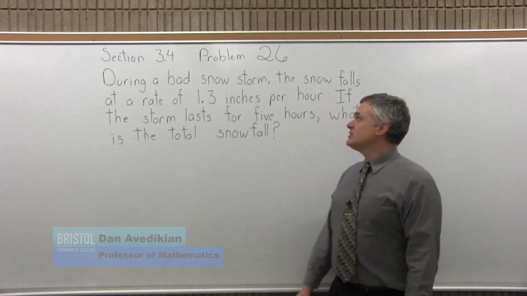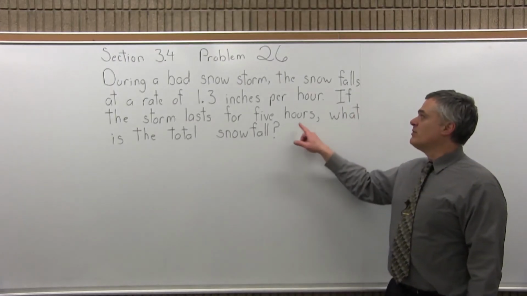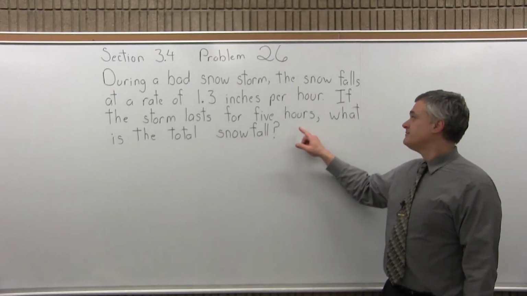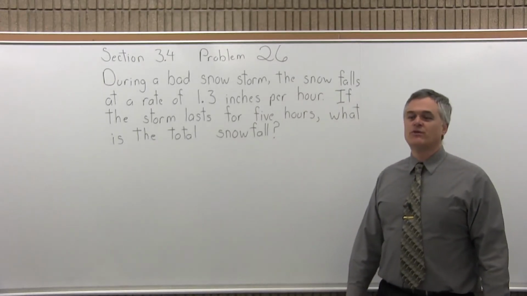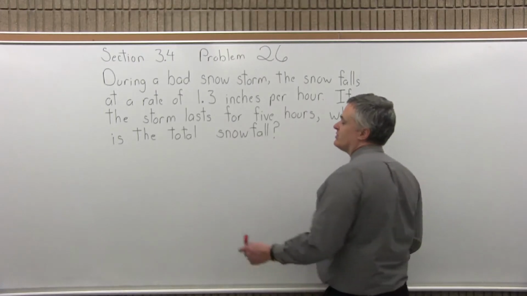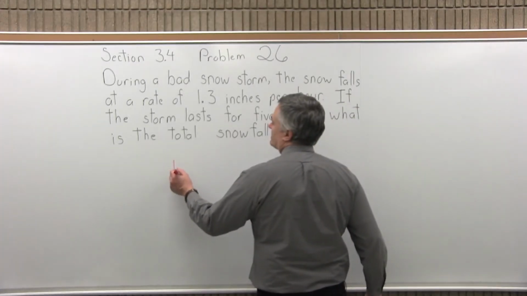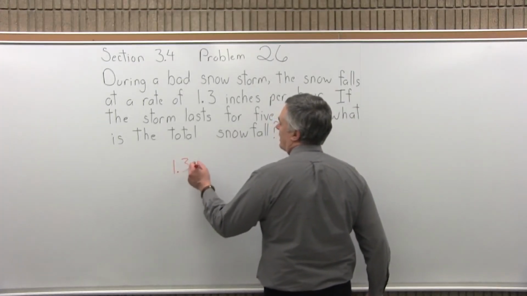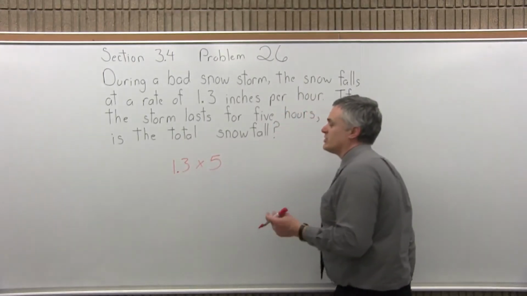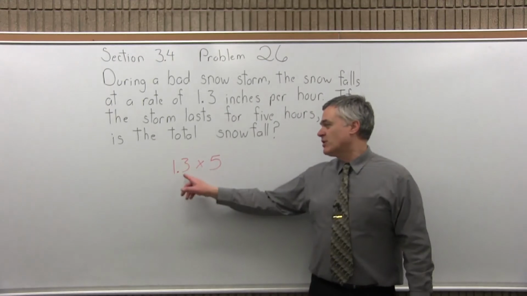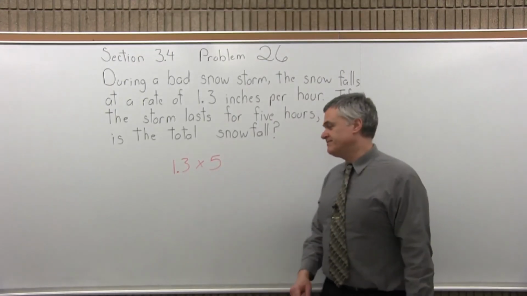It says, during a bad snowstorm, the snow falls at a rate of 1.3 inches per hour. If the storm lasts for 5 hours, what is the total snowfall? So what we want to do is multiply the rate of the snowfall, 1.3 inches per hour, times the number of hours that the storm lasts, so times 5 hours. You're getting 1.3 inches of snow every hour for 5 hours.